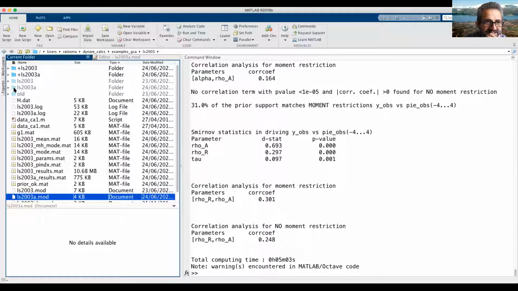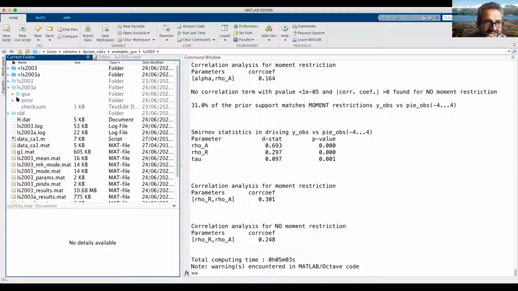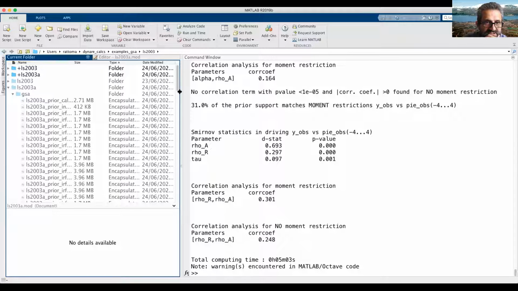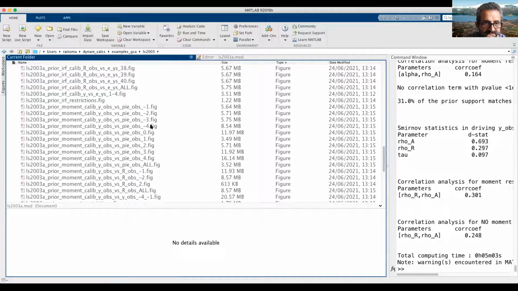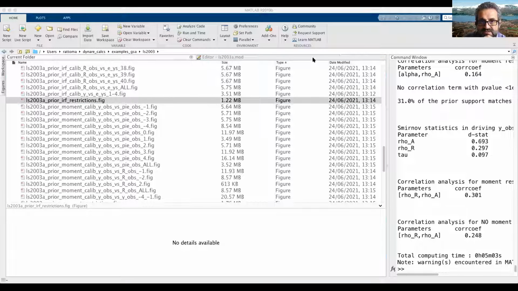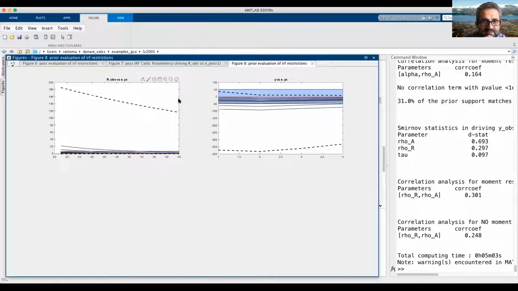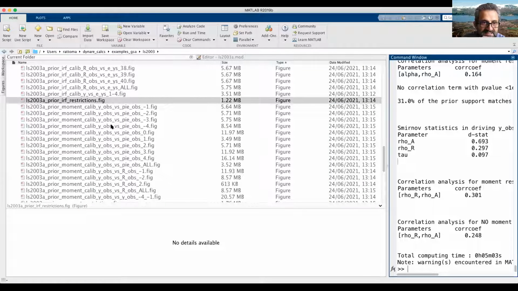Okay, and then again in this ILS 2003A, we have another set of results with all these plots of the calibrations. This is the very same plot I have in the presentation. The black lines show the domain, so where your Monte Carlo draws go, and the blue area is where you want to focus on with your filtering.